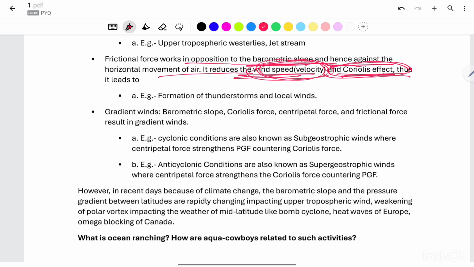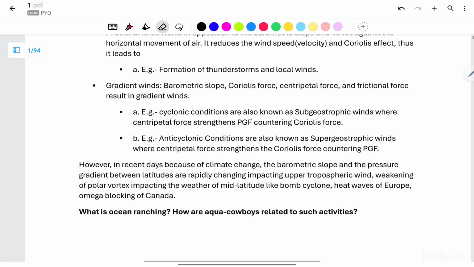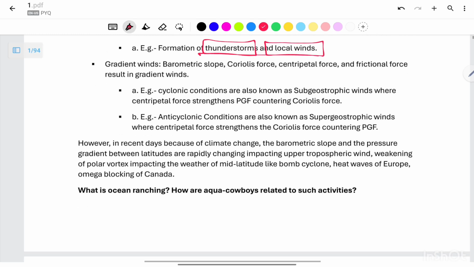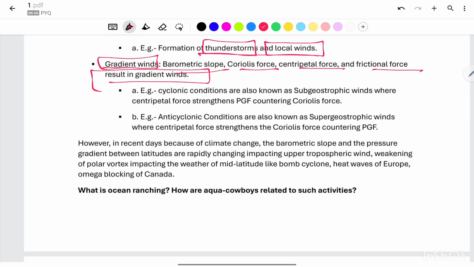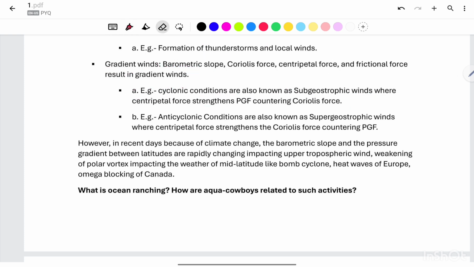Frictional force is going to reduce the wind velocity, and then we have the Coriolis effect, and thus it leads to the formation of thunderstorms and local winds. Gradient winds: barometric slope, Coriolis force, centripetal force, frictional force, and these all result in the gradient wind. For example, cyclonic conditions are known as subgeostrophic winds, where centripetal force strengthens the pressure gradient force, countering the Coriolis force.